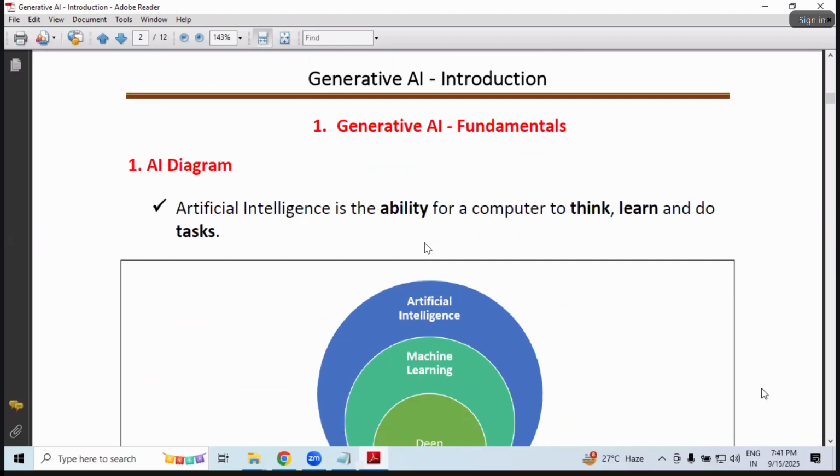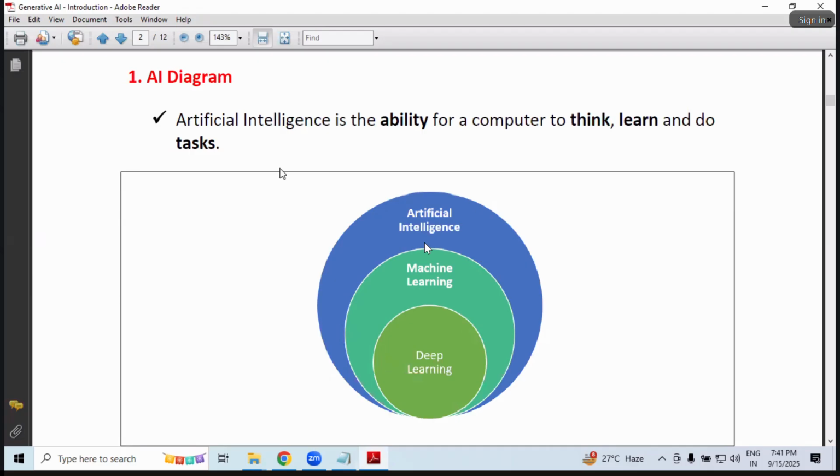Good. Daniel, the AI diagram. When you're looking at the AI diagram, this one is artificial intelligence. If you are talking about AI, then you should know machine learning, the very core important part. Without knowing machine learning, you cannot touch deep learning, right? So AI, machine learning, deep learning. Artificial intelligence is the ability of a computer to think, learn, and do tasks. Repeating again. Artificial intelligence is what exactly, sir? It's a kind of ability.